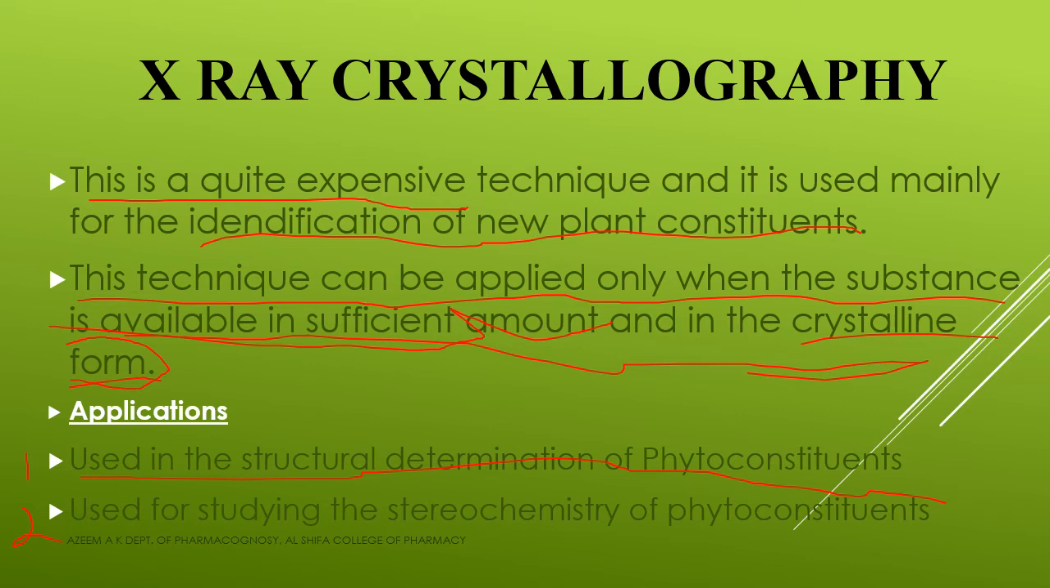Now about the various applications of X-ray diffraction crystallography. So the first application is it is used in the structural determination of phytoconstituent. In all the other spectral techniques we already mentioned that this can be used in the structural elucidation of phytoconstituent in combination with other spectral techniques. But in the case of XRD or X-ray diffraction crystallography, here you have to write like this only. So that is, it is used in the structural determination of phytoconstituent, that is sufficient. So no other technique combination is required here.